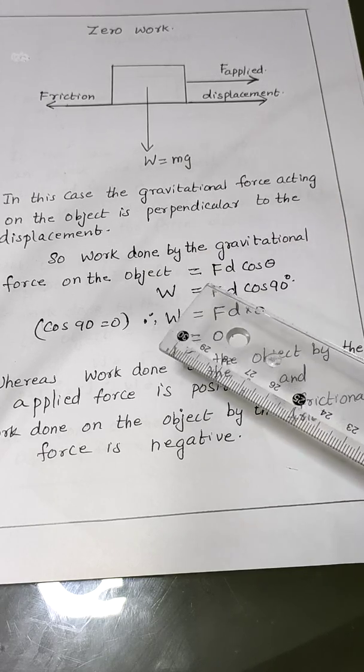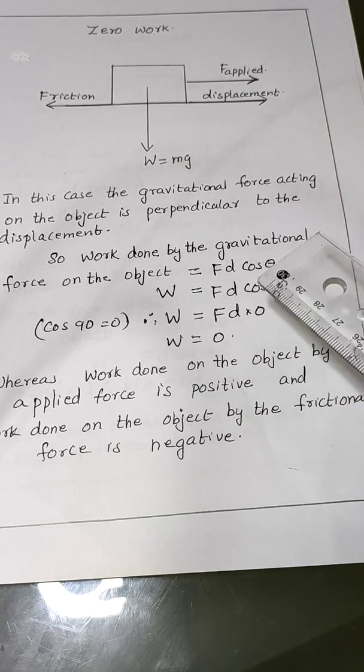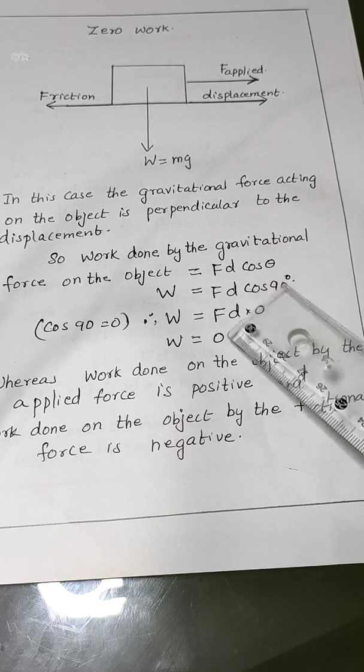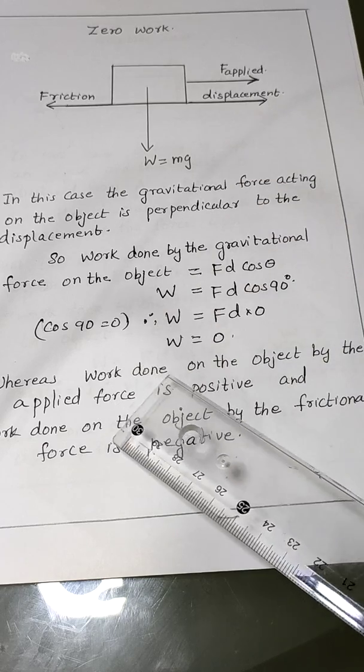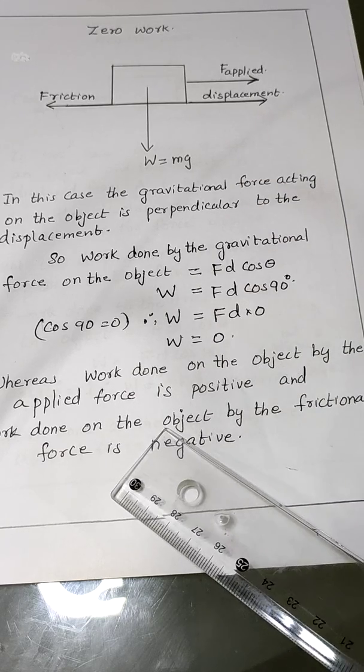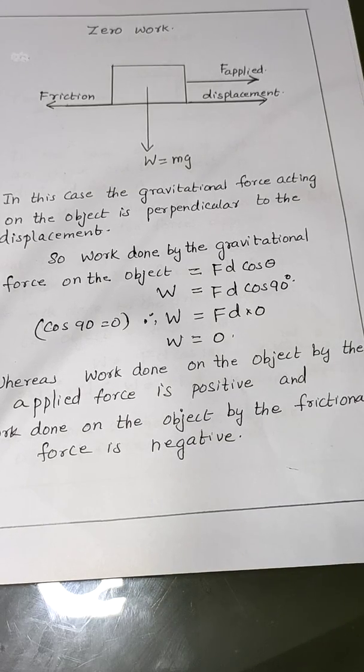So here you see the situation that whenever the force is perpendicular to the displacement, the work done on the system by the force is 0, whereas work done on the object by the applied force is positive and work done on the object by the frictional force is negative. So again we can conclude that it depends on the force that is involved to conclude whether the work done is positive, negative or zero.